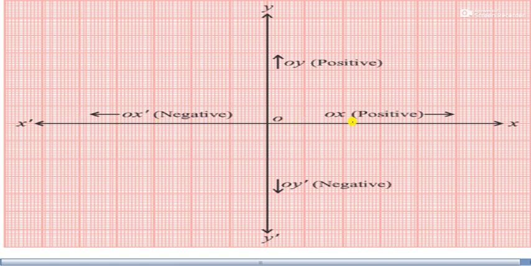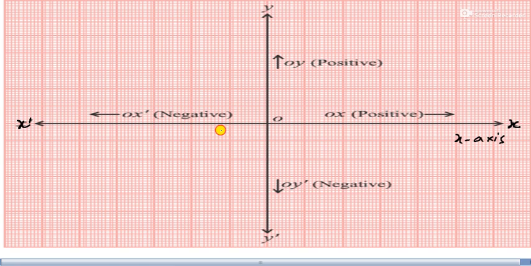It is a graph that looks like this. It has two axes: one is the x-axis and one is the y-axis. You can say x dash, this one is x dash, and here is x. It is called the x-axis. Here is positive, on the right. Ox is always positive, and here is always negative.